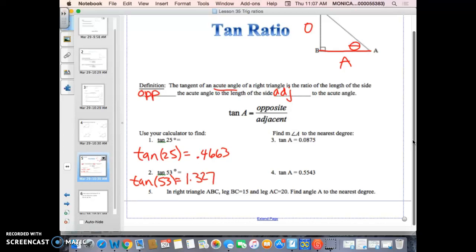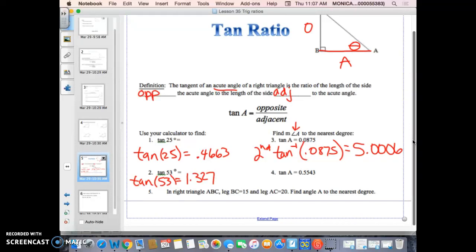Okay? When they give you the ratio and you're trying to find the measure of an angle, that's when you hit second, tangent, and you should see this little -1, and then you type in the ratio or the fraction or the decimal, whatever, and then hit your equal sign, and you should get a whole number for sure this time, greater than 1. So that angle is really small. It only has 5 degrees.